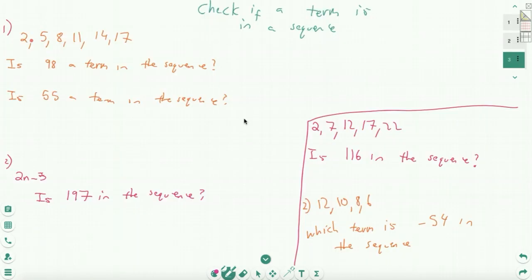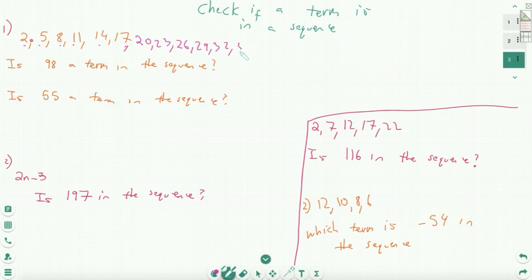Next set of questions: check if a term is in a sequence. So the sequence 2, 5, 8, 11, 14, 17, and the question is asking, is 98 a term in the sequence? First things first, the question is not asking for the 98th term. The question is asking, does 98 appear in the sequence? Well, it seems like we're jumping by 3 every time, so let's keep going, and hopefully we'll hit 98.